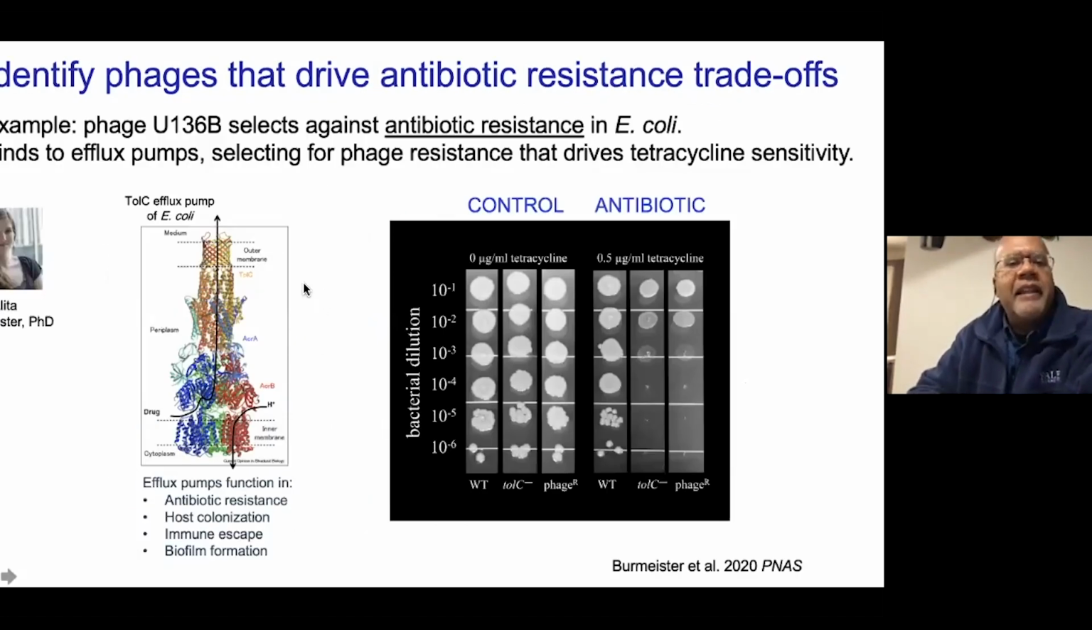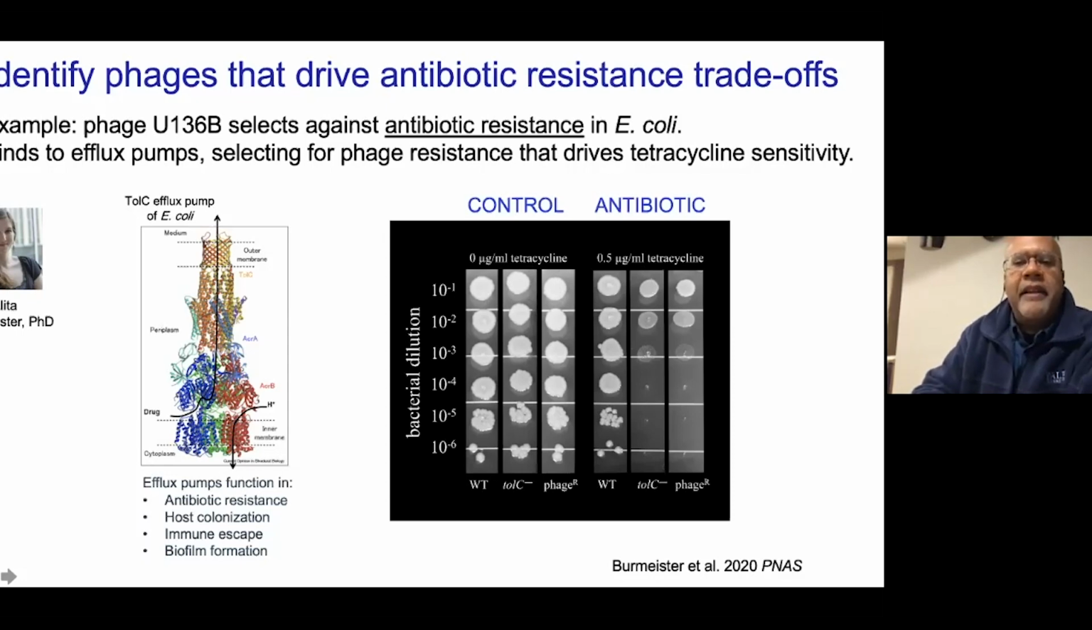And we've had data in the laboratory. This is work by one of my postdocs, Alita Burmeister. This diagram is of an efflux pump in E. coli, and we found phages that bind to this outermost protein. And in the laboratory, if you grow them in the absence of an antibiotic, the wild type E. coli and a genetically engineered version of it where you remove the TolC protein grow just fine, and a phage-resistant mutant also grows fine in the absence of antibiotic. But as soon as you grow them in the presence of tetracycline, now you find that the TolC knockout and this phage-resistant mutant are growing poorly.